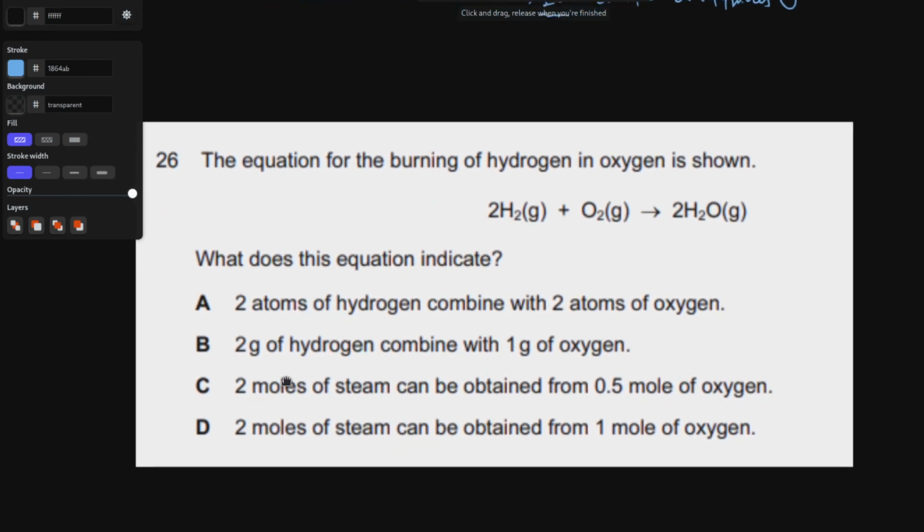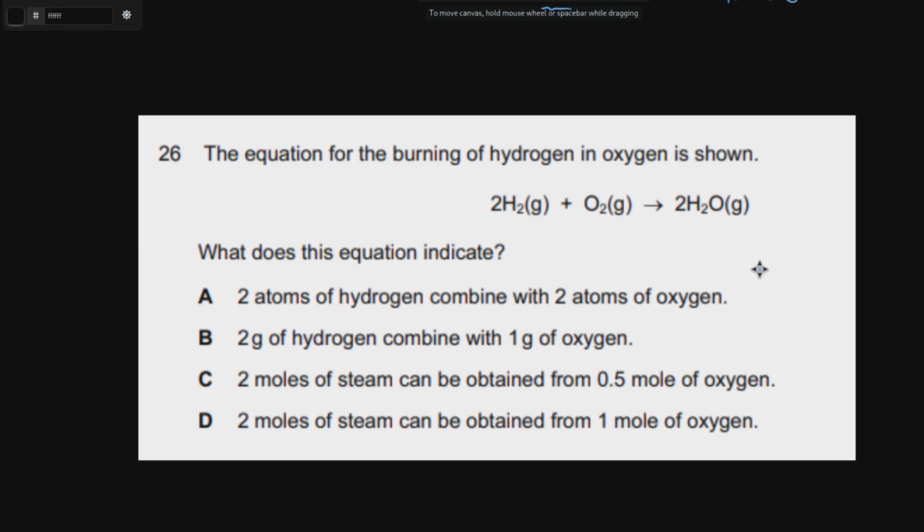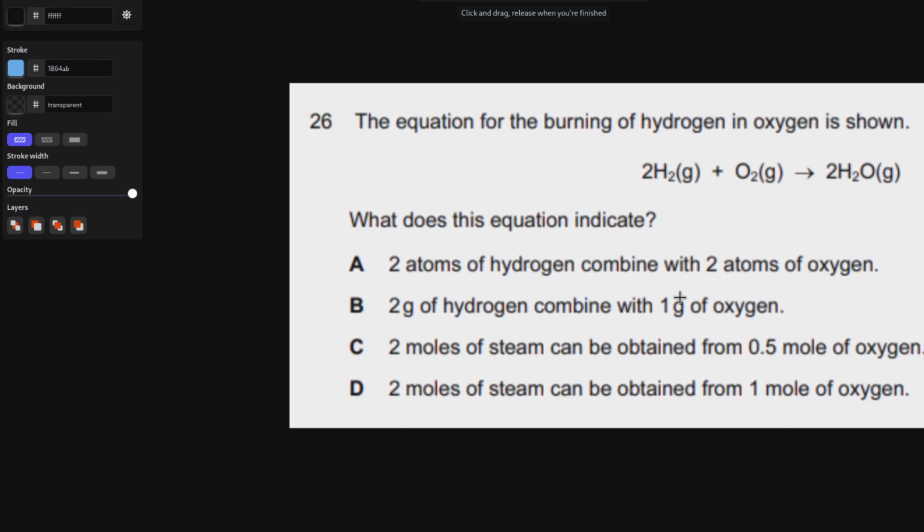The equation for the burning of hydrogen in oxygen is shown. This equation is basically showing us a simple reaction in which hydrogen is reacted with oxygen, or it is burnt in oxygen, giving us water. What does this equation indicate? That's the question. Two atoms of hydrogen combine with two atoms of oxygen. That is incredibly false, because that is not the case.